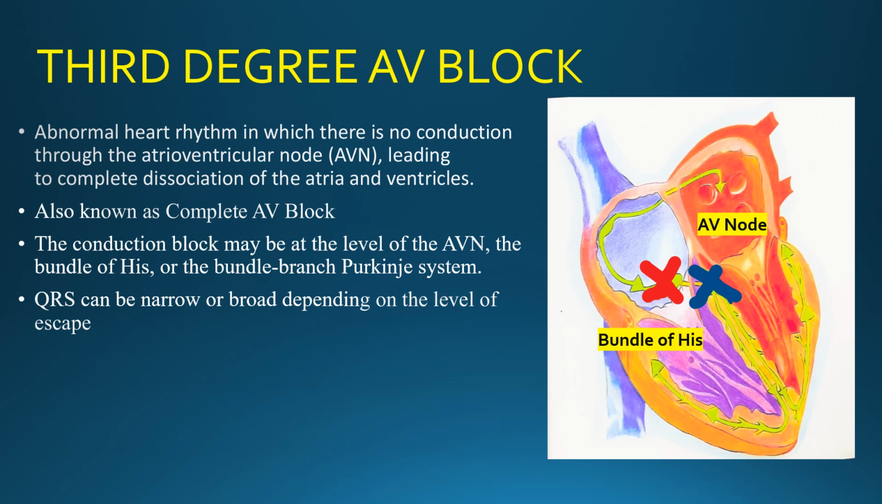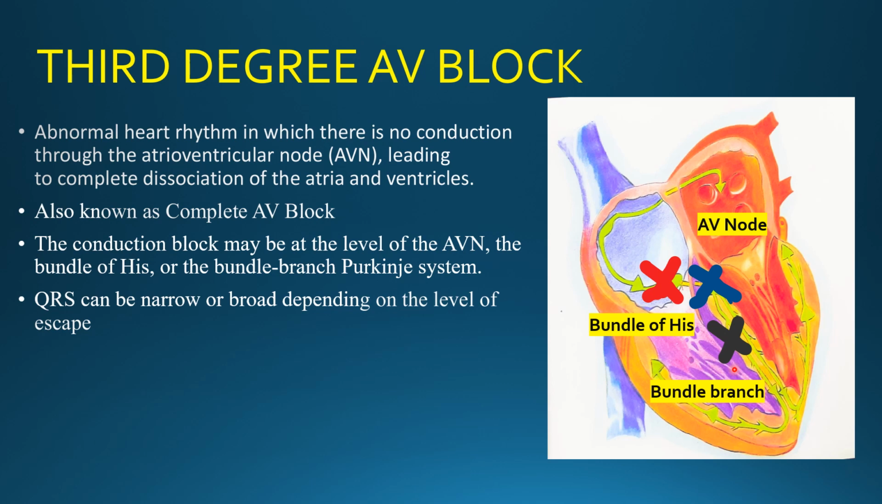For a block at the bundle of His, it is right over here. And for the bundle branch block, it has to be a complete transection anywhere in the conduction system at the level of the bundle branches, and then usually there is a kind of escape from the other bundle. It can be either the right bundle or the left bundle, so there has to be some escape going on.